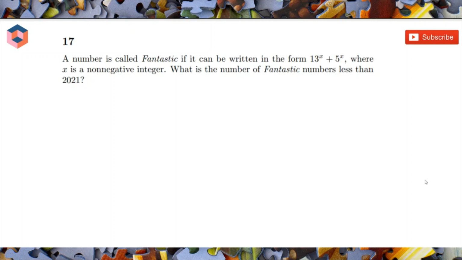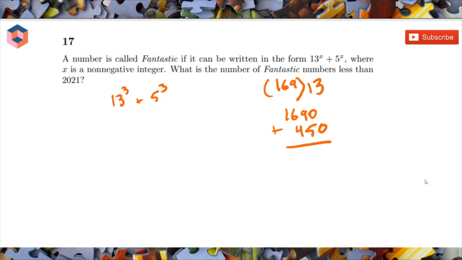So first we need to find an upper bound. Notice that if x is 3, we would have 13 to the power of 3 plus 5 to the power of 3. 13 to the power of 3 is 169 times 13, since 169 equals 13 squared. That's 1690 plus something approximately along the lines of, we can round 169 down to 150 to get 450 multiplied by 3. That is a lot more than 2021. So we can't even have x equals 3.